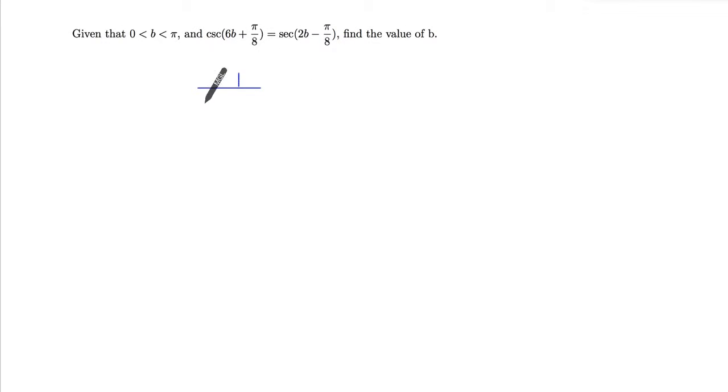First convert this into parametric ratio, which is 1 over sine of 6b plus pi over 8, and 1 over cosine of 2b minus pi over 8. Okay, so let's take the reciprocal of both sides and we can say this.